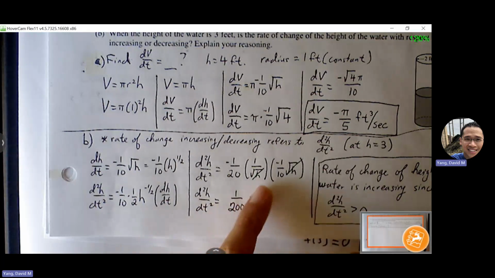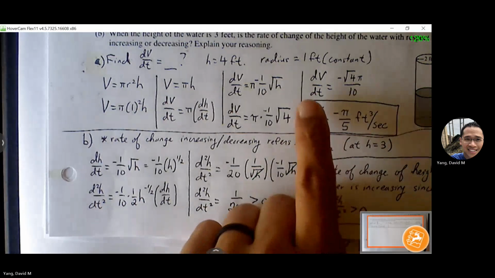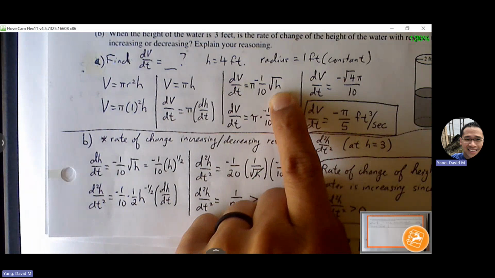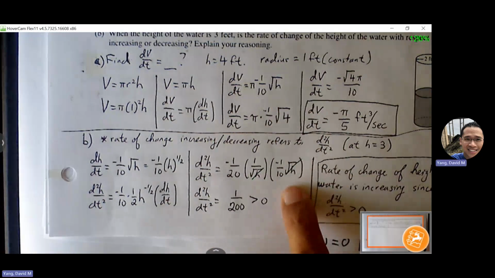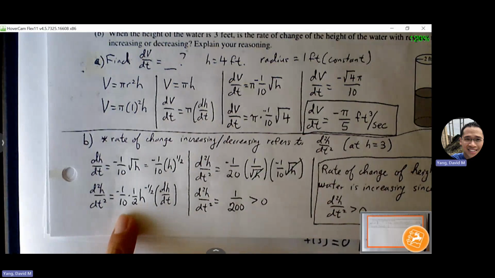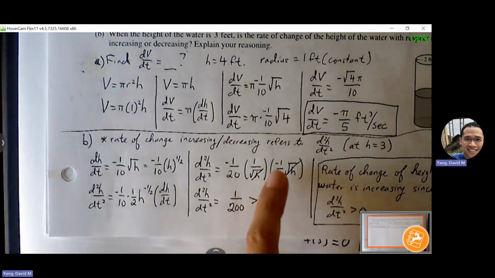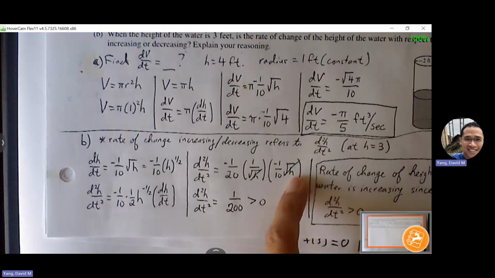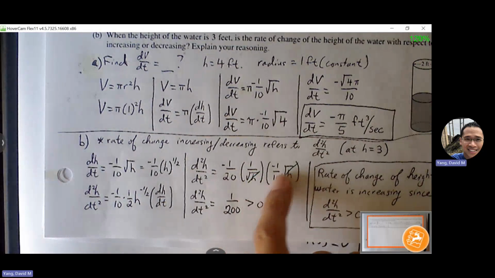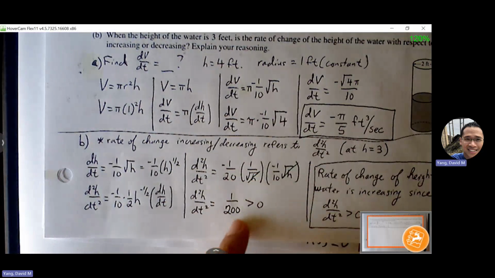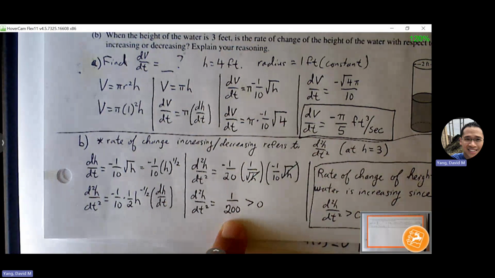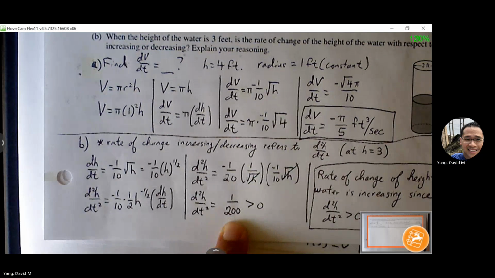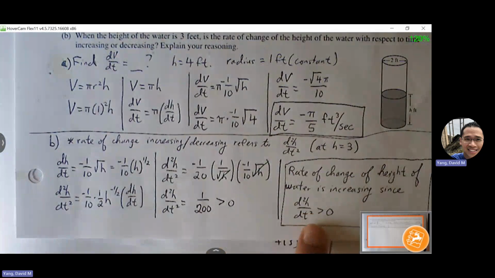But in this case, if we replace dh/dt with negative 1/10 root h, well, I cleaned this up first. I made it negative 1/20. I brought the h down to the denominator, made a square root, and then we know dh/dt itself is negative 1/10 square root of h. I see the numerator and denominator root h goes away. That cancels out. I'm just left with positive 1/200. And this is a constant and it's positive. So we know that the rate of change of height is always increasing, because my second derivative is always positive.